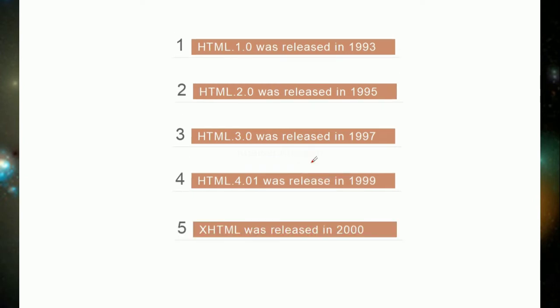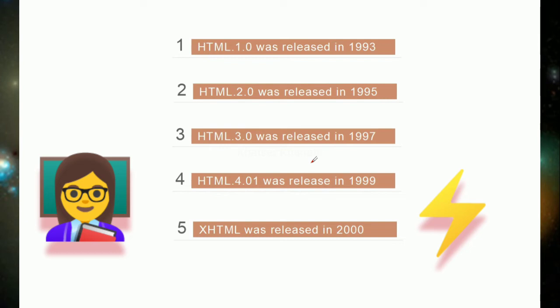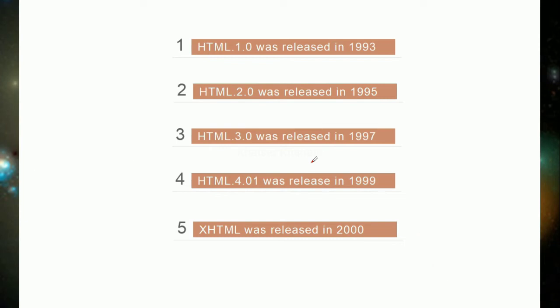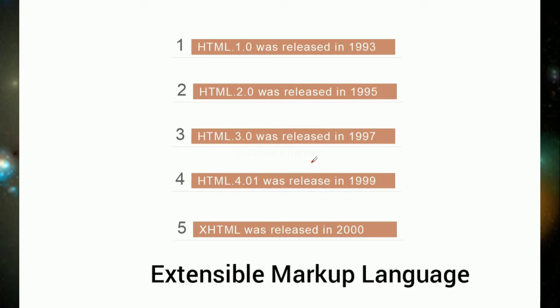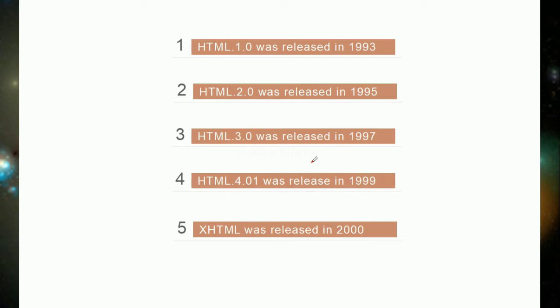Then comes XHTML, released in 2000, which stands for Extensible Hypertext Markup Language. This version follows a strict set of rules. If you open a tag, you have to close the tag or else it will give you an error. It is basically an XML application of HTML. XML stands for Extensible Markup Language. You don't have to worry about this. We are not going to use XHTML. Instead we are going to use HTML5, which was released in 2014.